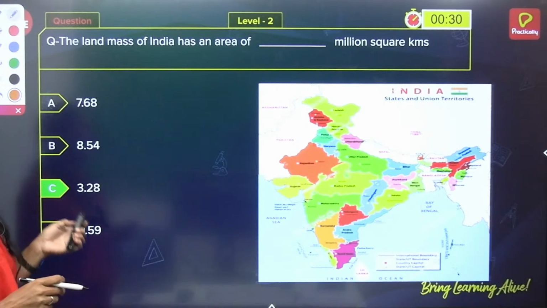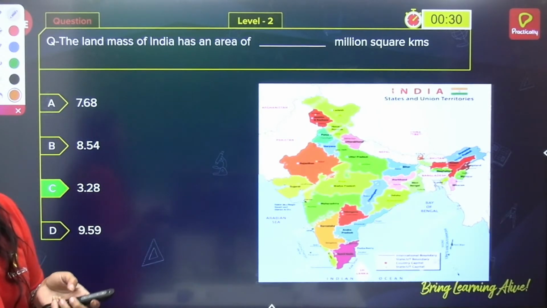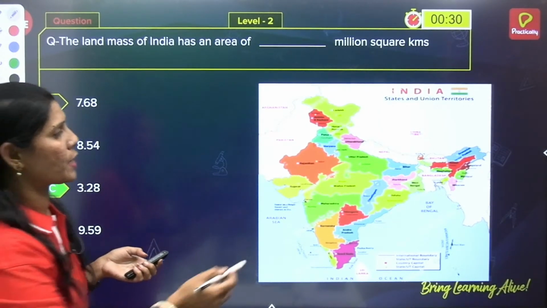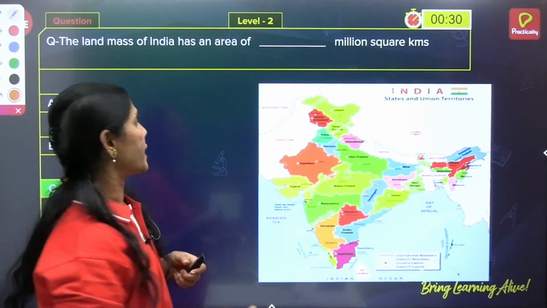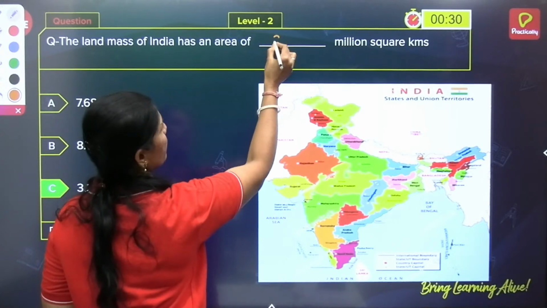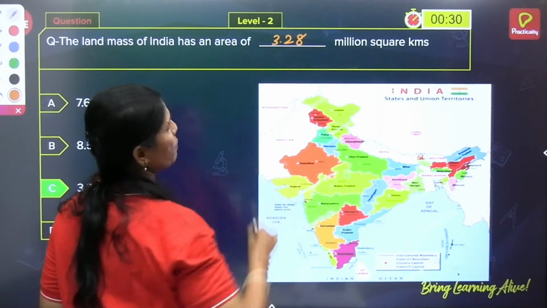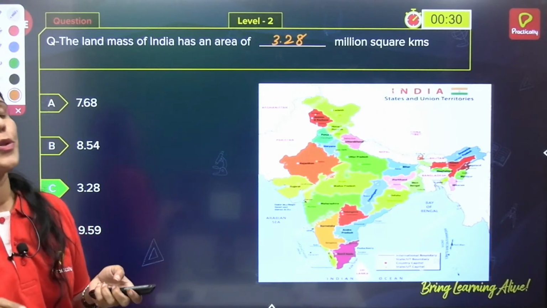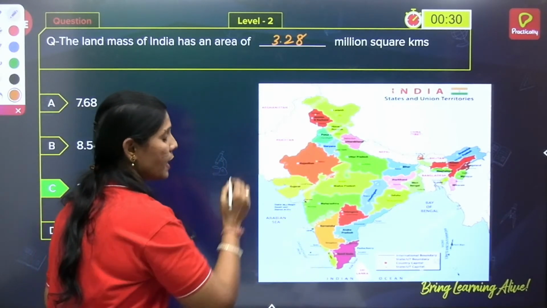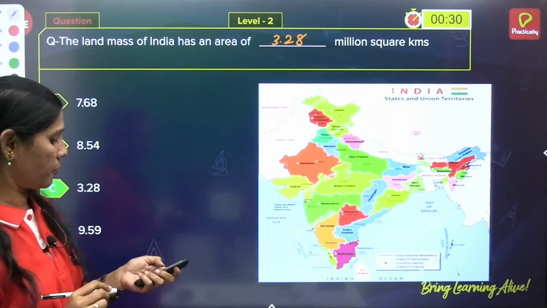The option C, that is 3.28 million square kilometers. If you take the complete area of the country, that is 3.28 million square kilometers if you take area wise. Okay, so this is a geographical structure of the country.